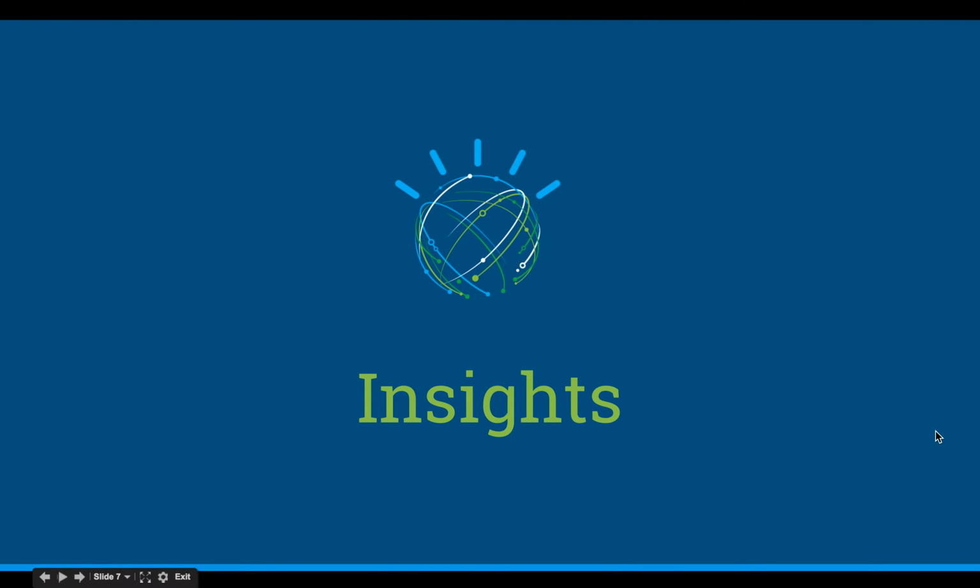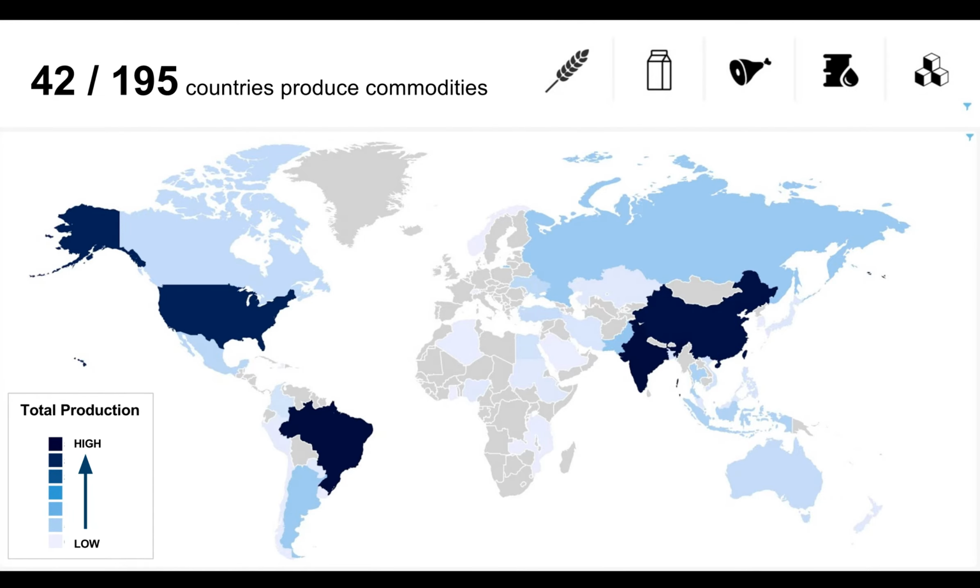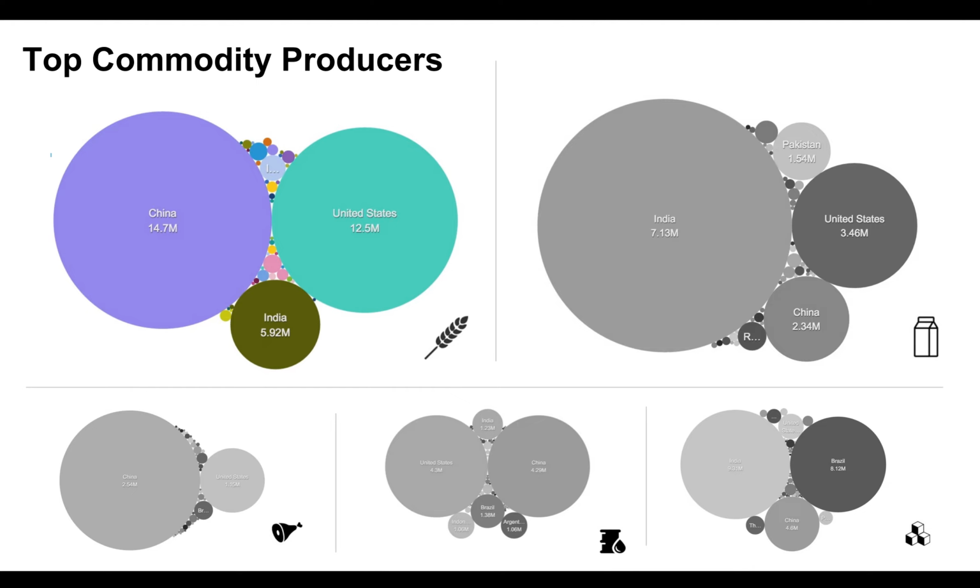Now for some insights. Here we can see the 42 countries that produce commodities, as well as their production magnitude. The United States, Brazil, India, and China are the top producers of commodities overall. These bubble charts show us the top producers of commodities by commodity type. We can see in the colored example that China, United States, and India are top producers of cereals.